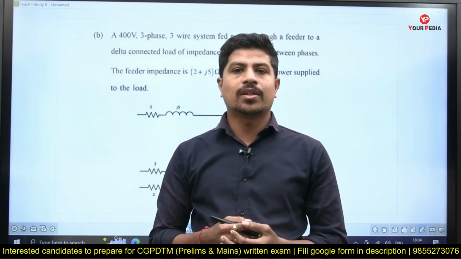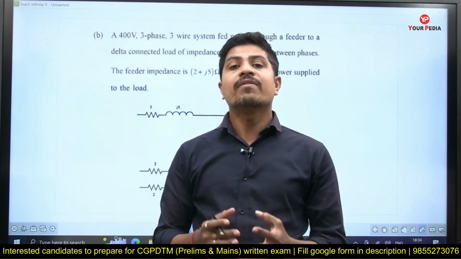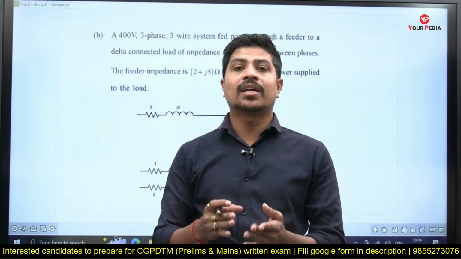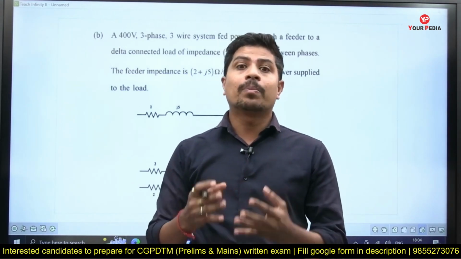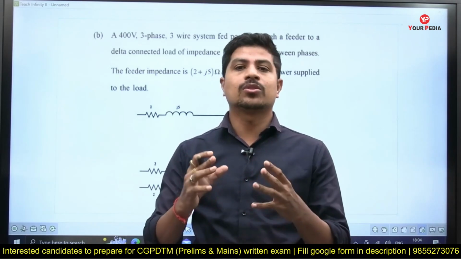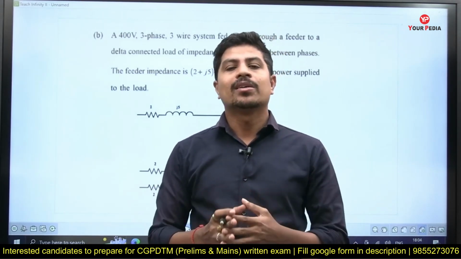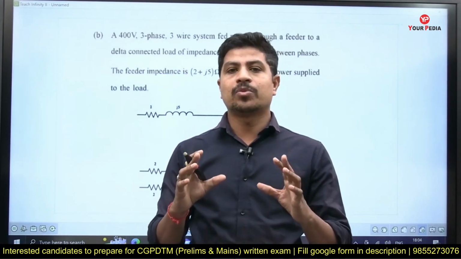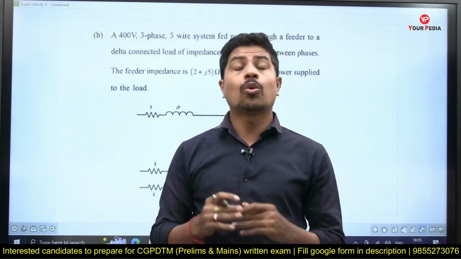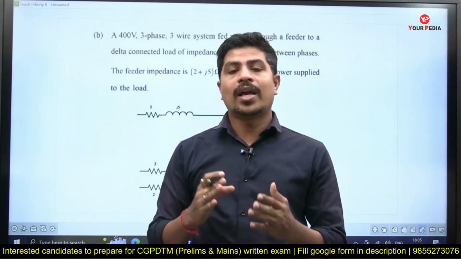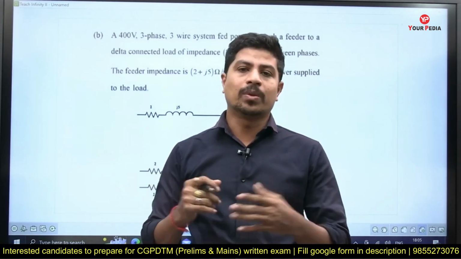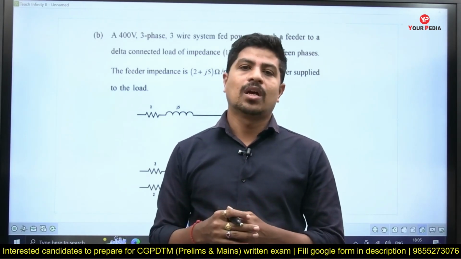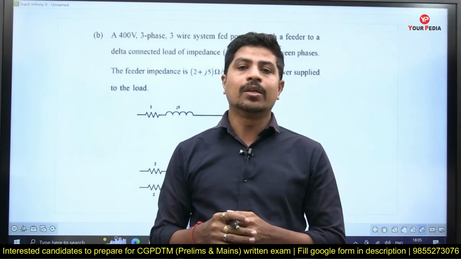Today in this session I am going to discuss one previous CGPDTM, Controller General of Patents, Designs and Trademarks, descriptive paper, Power Systems, one question solution. We are going to see it elaborately. The main motto of this session is how to write a descriptive solution step by step, how to get full marks for any given question in a descriptive paper. That is the main motto, and this question I am picking from is Power Systems 9B, question number 9B.